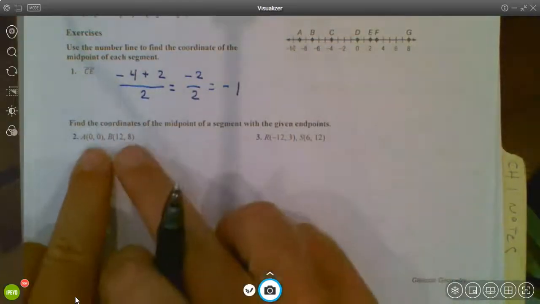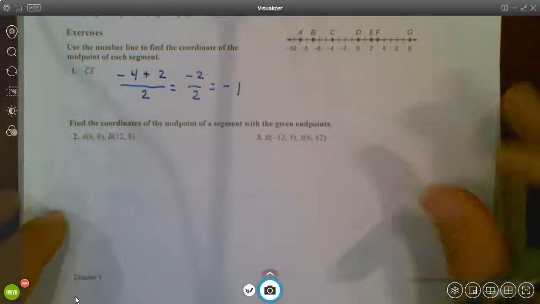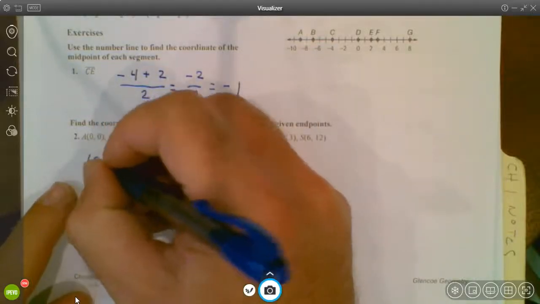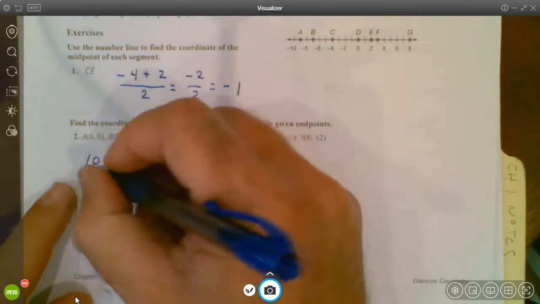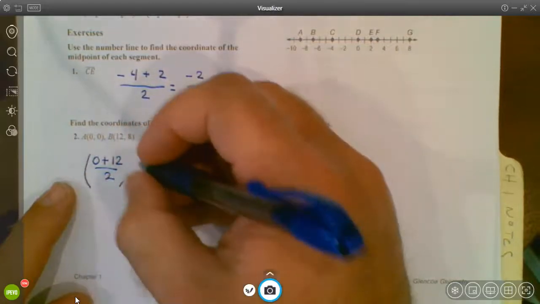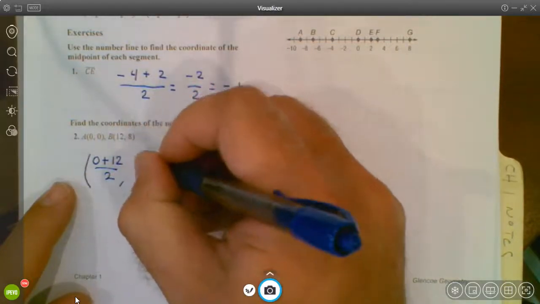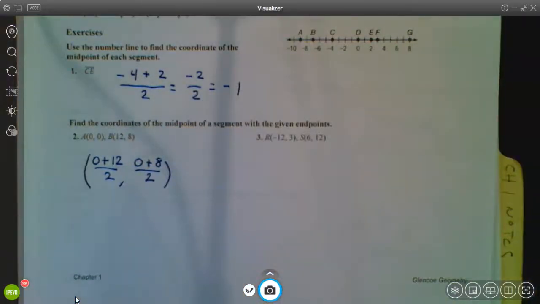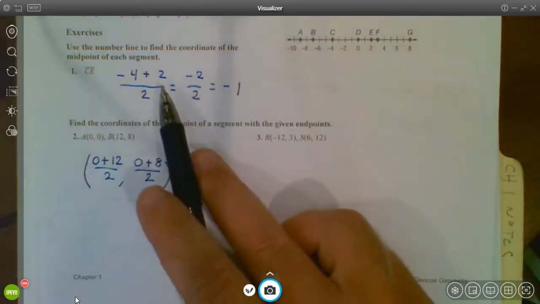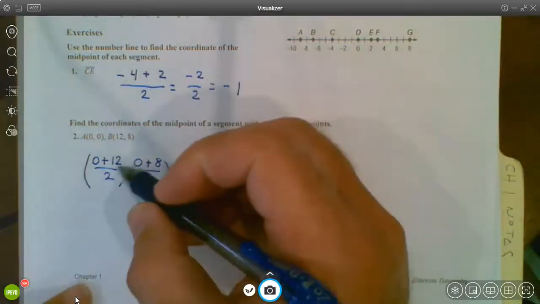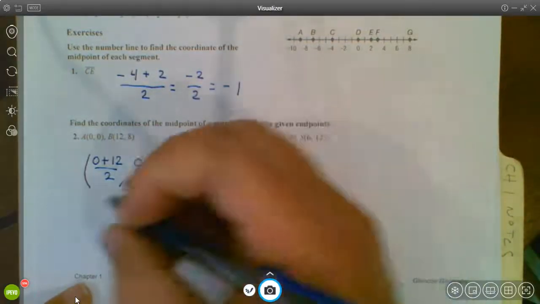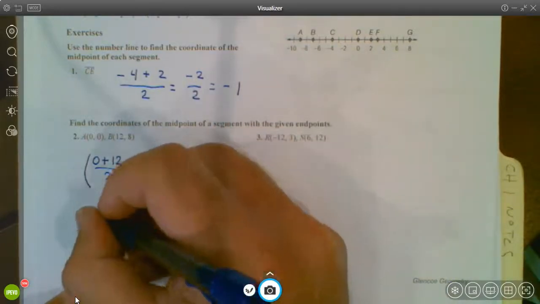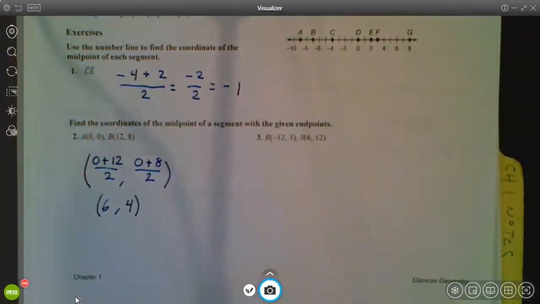With a set of points, let's try it with these guys. So number 2 is simpler. I'm going to add my x's and divide by 2. Over here, I'm going to add my y values and divide by 2. And so that's what my setup would look like, and I really hope you guys show your work in your homework. This is what the work should look like. If I clean this up, 12 over 2 is 6. 8 over 2 is 4. So this would be the midpoint of AB.